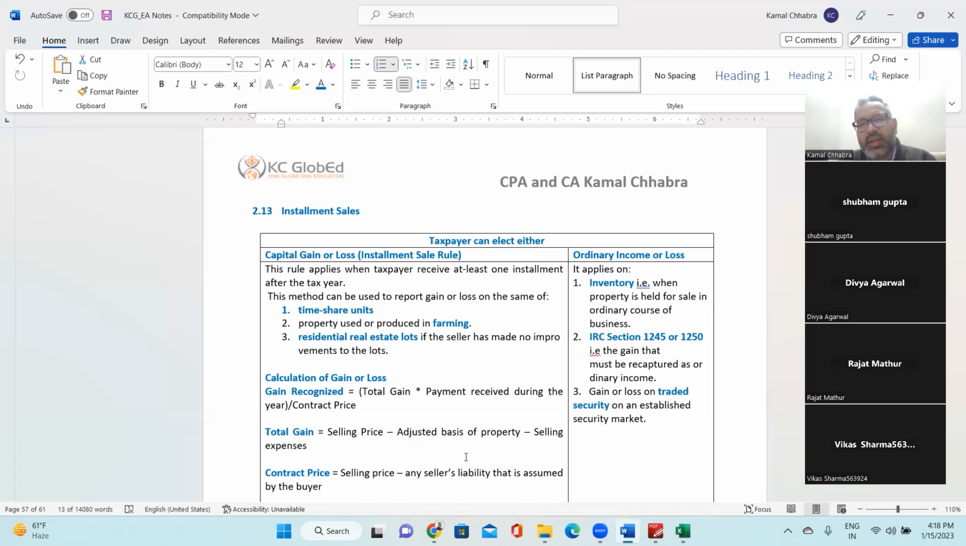In an installment sale, you give the machinery to the customer on an EMI or installment basis, and those installments include both your profit as well as the financing component. So that is simply what installment sales are all about, or is there anything you need further clarification on?